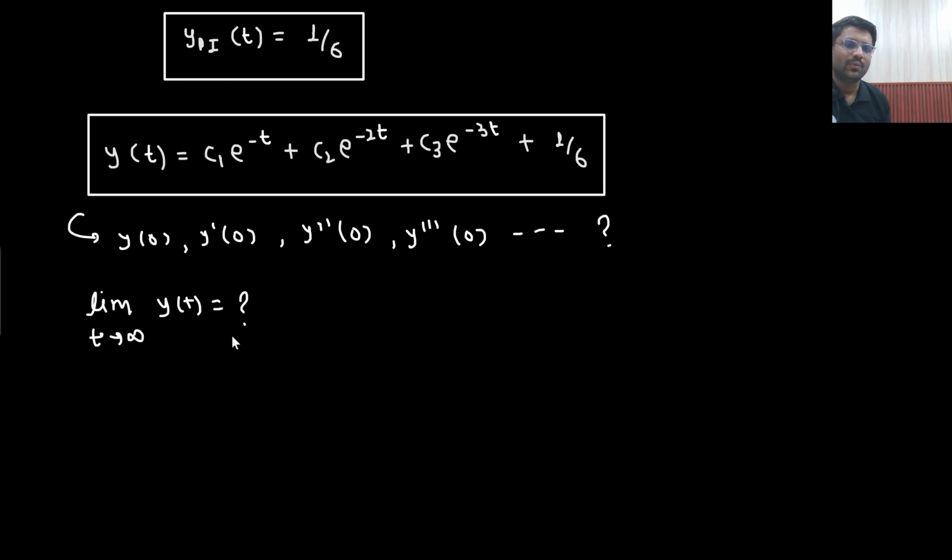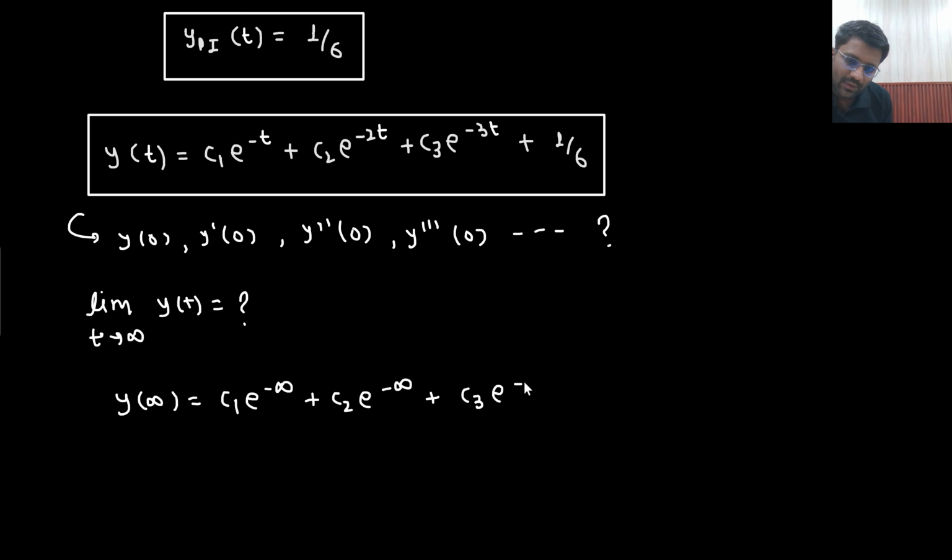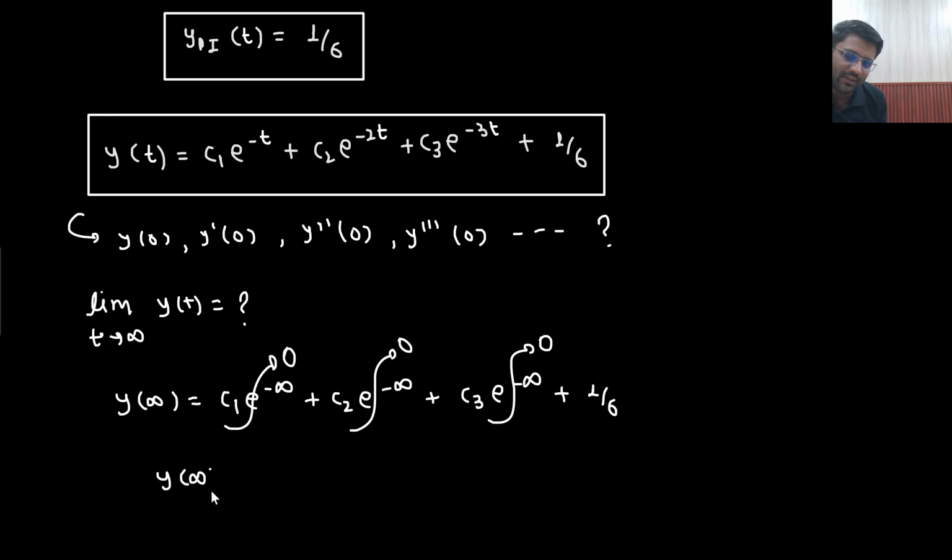That means what you need to do? Simply put t tending to infinity here. What will be your y of infinity? C1 e to the power minus infinity, C2 e to the power minus infinity, C3 e to the power minus infinity, plus 1 by 6. So 0, 0, 0. Calculating these constants is not even required. So what is the value of y of infinity that you are getting? That is nothing but 1 by 6. There you go. This is the answer.